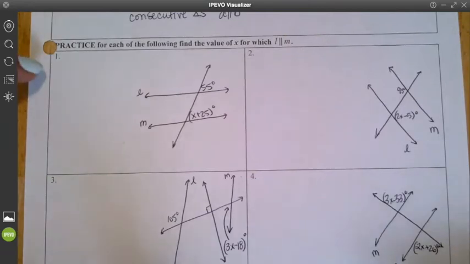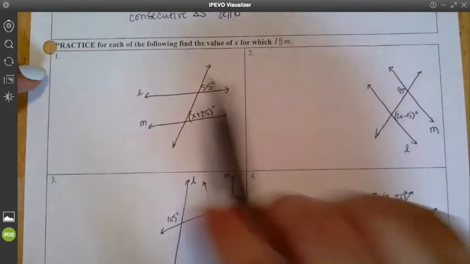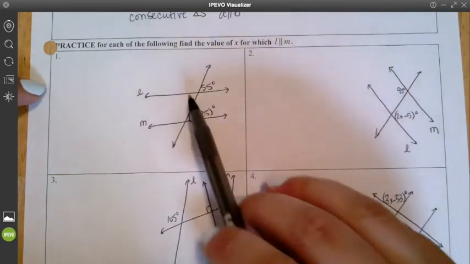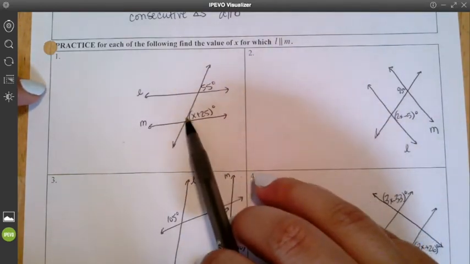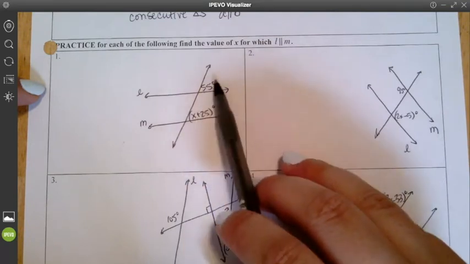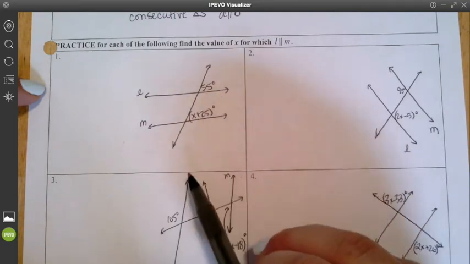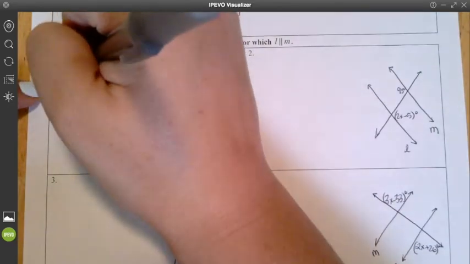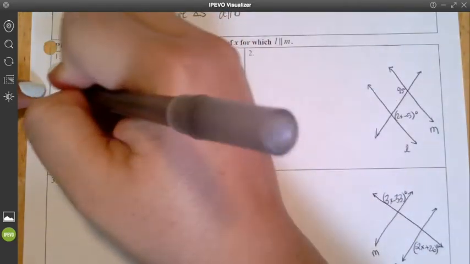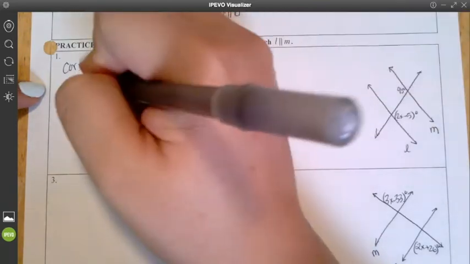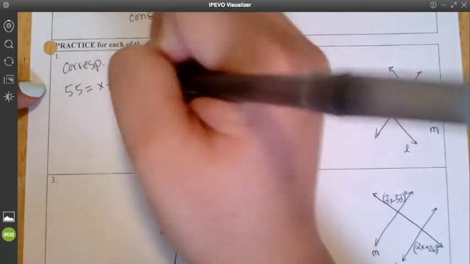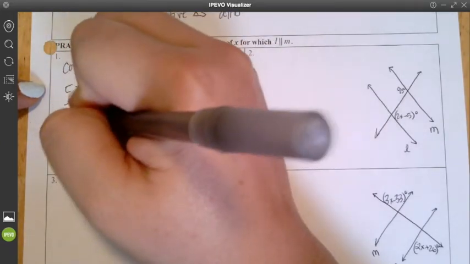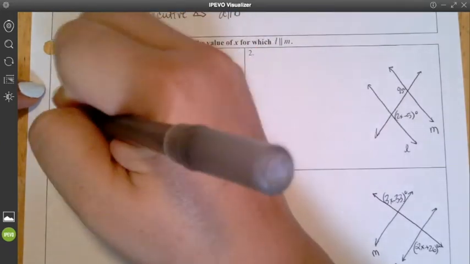In the practice section, we want to find the value of x for L to be parallel to M. So in order for L and M to be parallel, these two angles must be corresponding and congruent. Corresponding, so 55 equals x plus 25. Subtract 25 from both sides. 30 equals x.